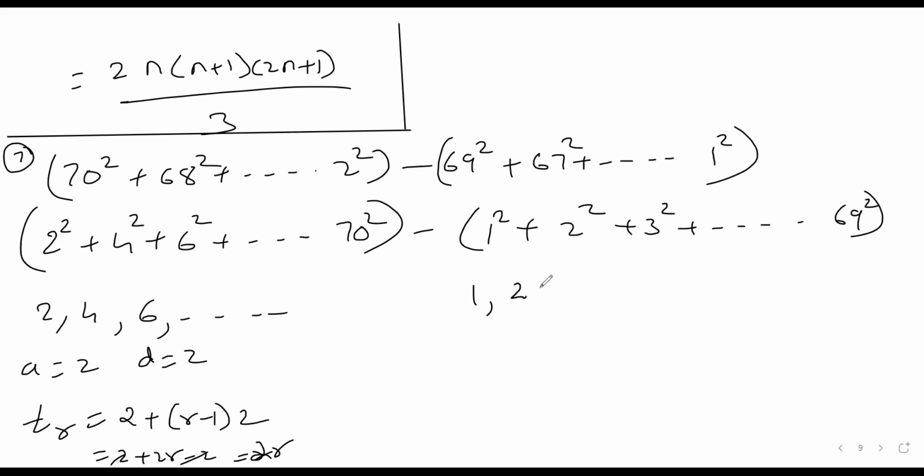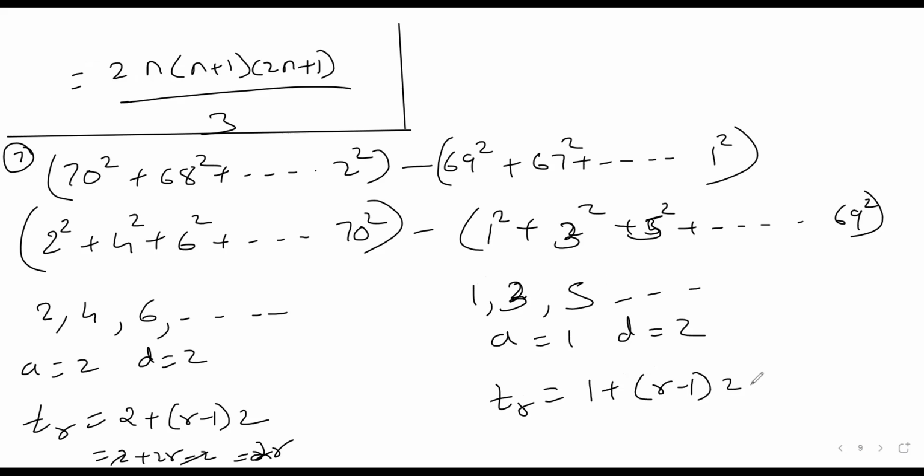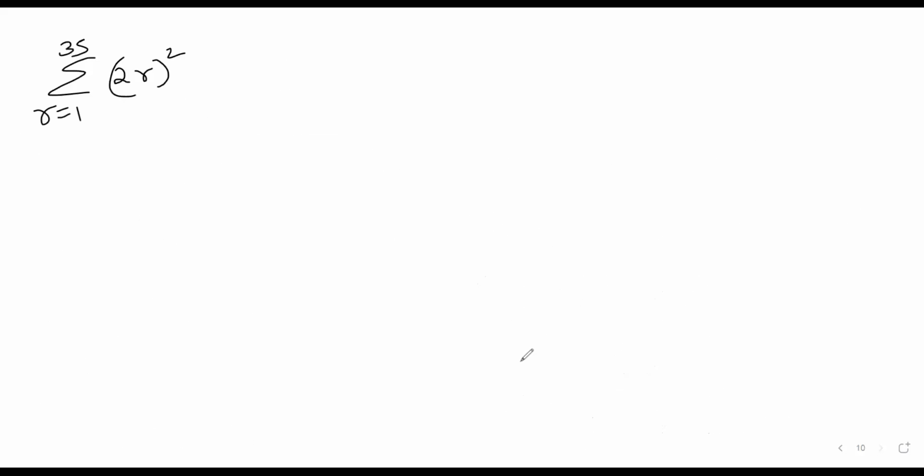Then let's come here. It is 1, 3, 5, and so on. A is 1, D is 2, TR is 1 plus (R minus 1) into 2. So 1 plus 2R minus 2. It is 2R minus 1. So this is summation R runs from 1 to 35 of (2R minus 1) whole square.